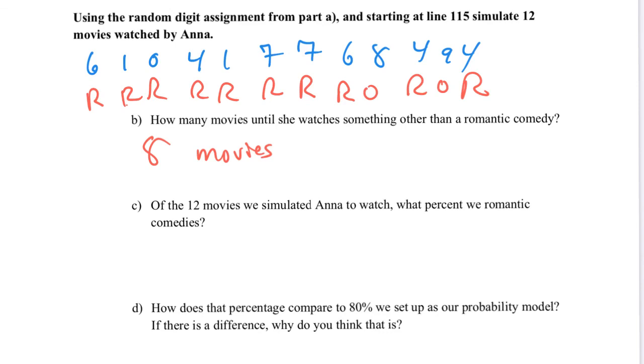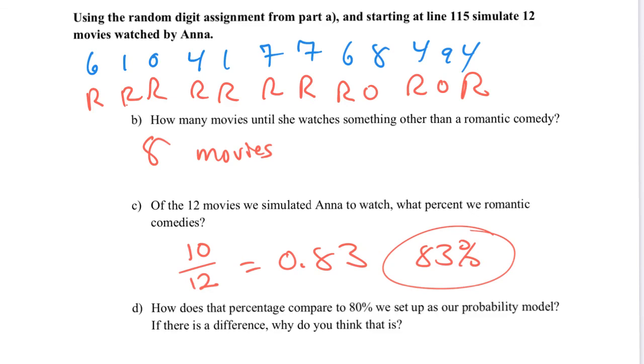Of the 12 movies that we simulated Anna to watch, what percent of them were romantic comedies? So let's see, we had 1, 2, 3, 4, 5, 6, 7, 8, 9, 10 were romantic comedies out of the 12 total. 10 out of 12 is 0.83, which as a percent is 83%. So how does that compare to the probability that we modeled? The percent is pretty close. The difference is just a small difference, and it's typically due to random simulation or random sampling.